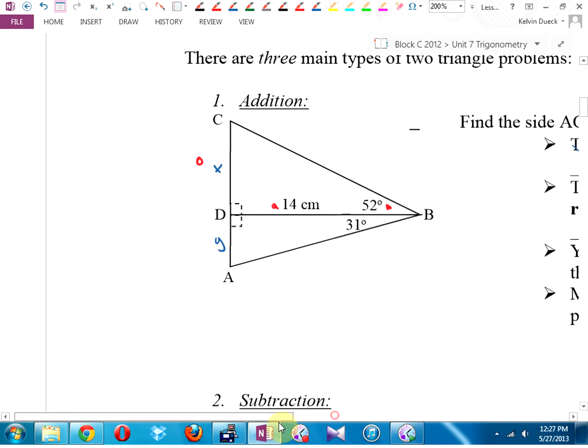Have I got room on the left? Sure, I can do x right down here. Tan. What always goes next to the trig function? The angle. Tan 52 equals x over 14. X is going to be 14 tan 52.